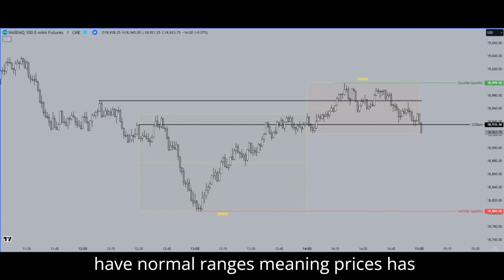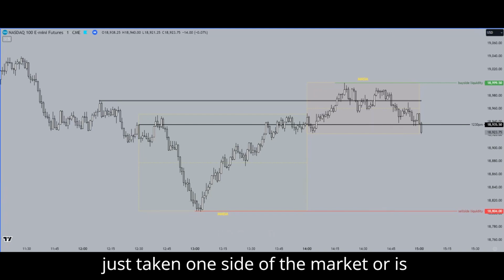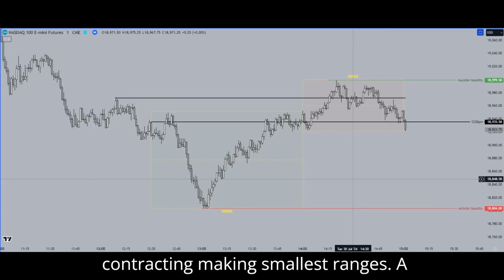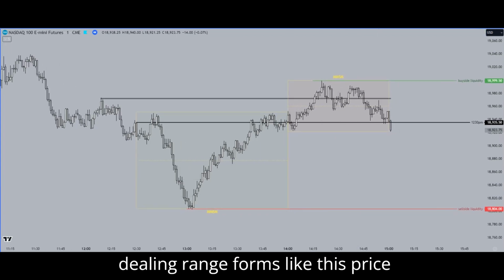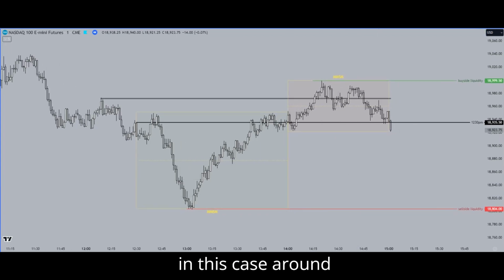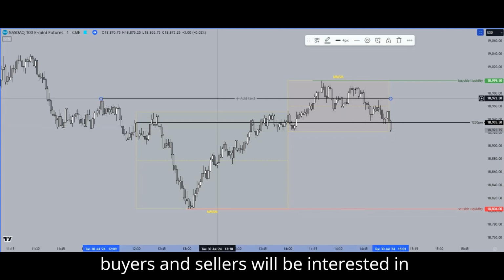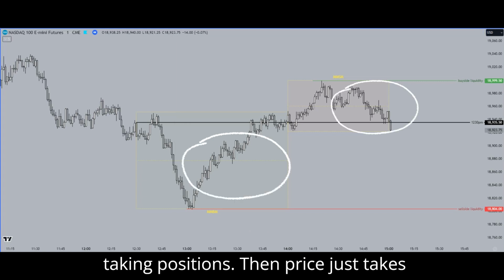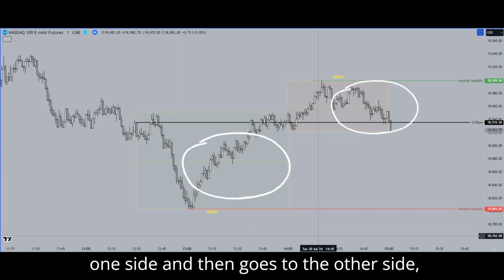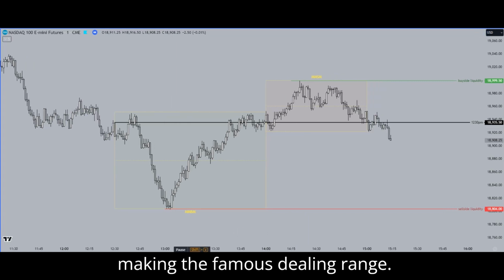So we can have normal ranges, meaning price has just taken one side of the market or is contracting, making smaller ranges. A dealing range forms like this. Price starts consolidating at a certain time, in this case, around 12:30 p.m. Then it creates a smaller range where buyers and sellers will be interested in taking positions. Then price just takes one side and then goes to the other side, making the famous dealing range.